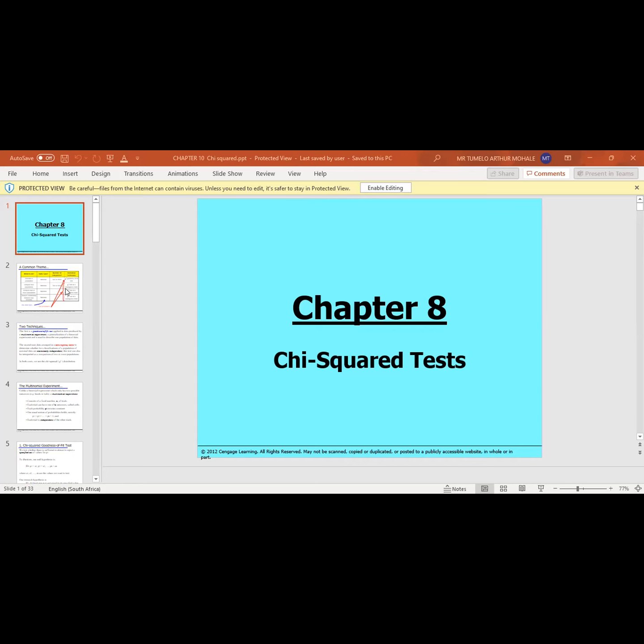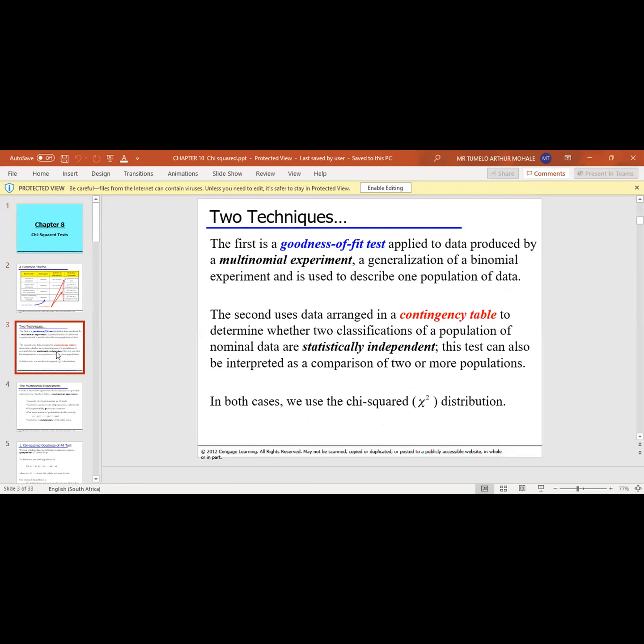So we are moving on to slide number 2. I'm going to skip this slide number 2. I will go to slide number 3. You will read slide number 2 on your own. So what is important is what you see on this slide. What you have to know is that there are 2 techniques that are involved in chi-squared tests. There are 2 techniques that we are going to use in tackling all the problems pertaining to a chi-squared test.